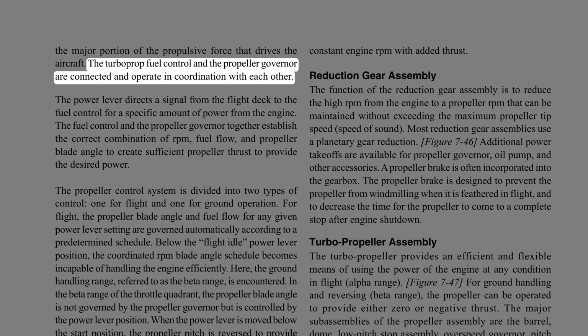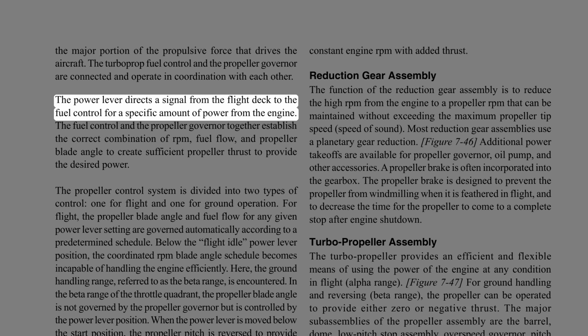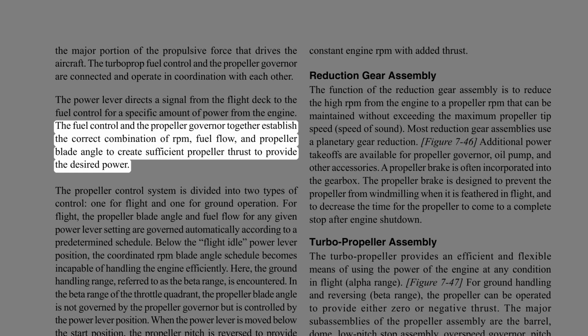The turboprop fuel control and the propeller governor are connected and operate in coordination with each other. The power lever directs a signal from the flight deck to the fuel control for a specific amount of power from the engine. The fuel control and the propeller governor together establish the correct combination of RPM, fuel flow, and propeller blade angle to create sufficient propeller thrust to provide the desired power.